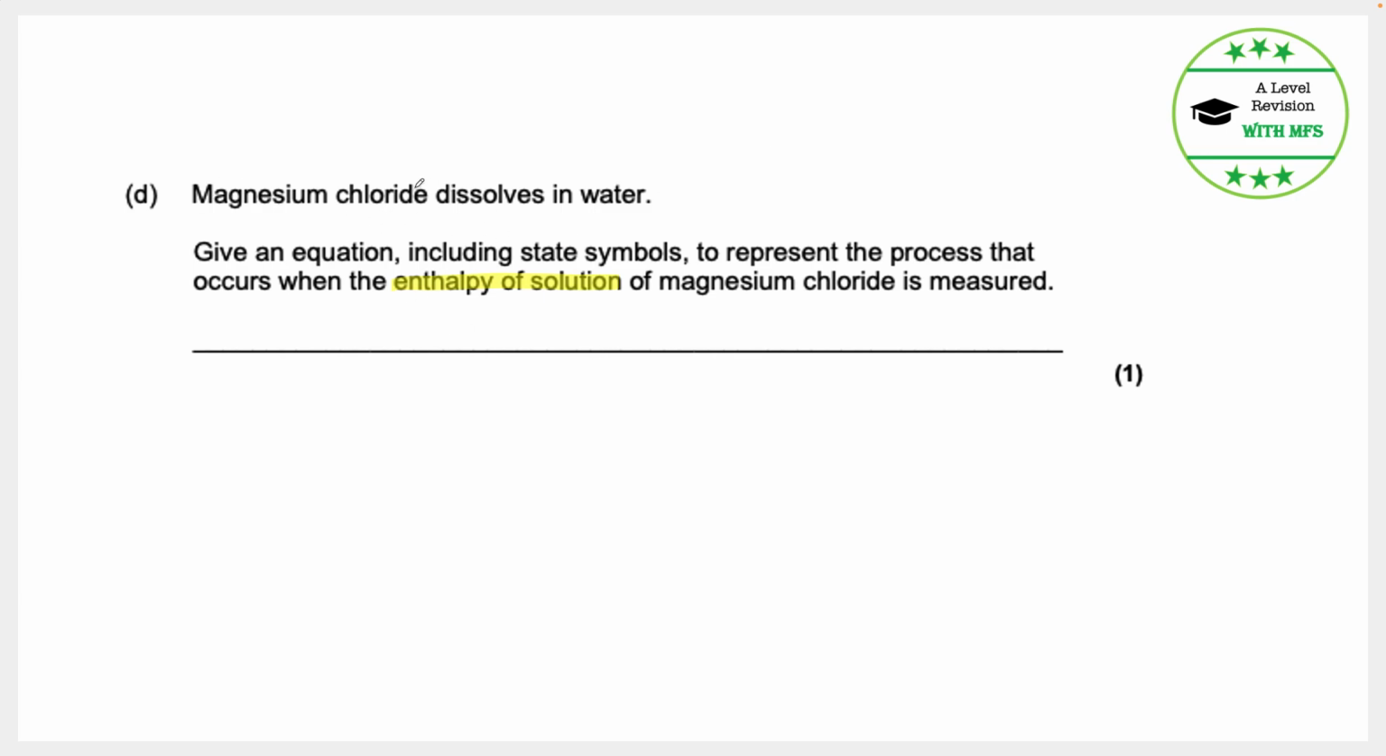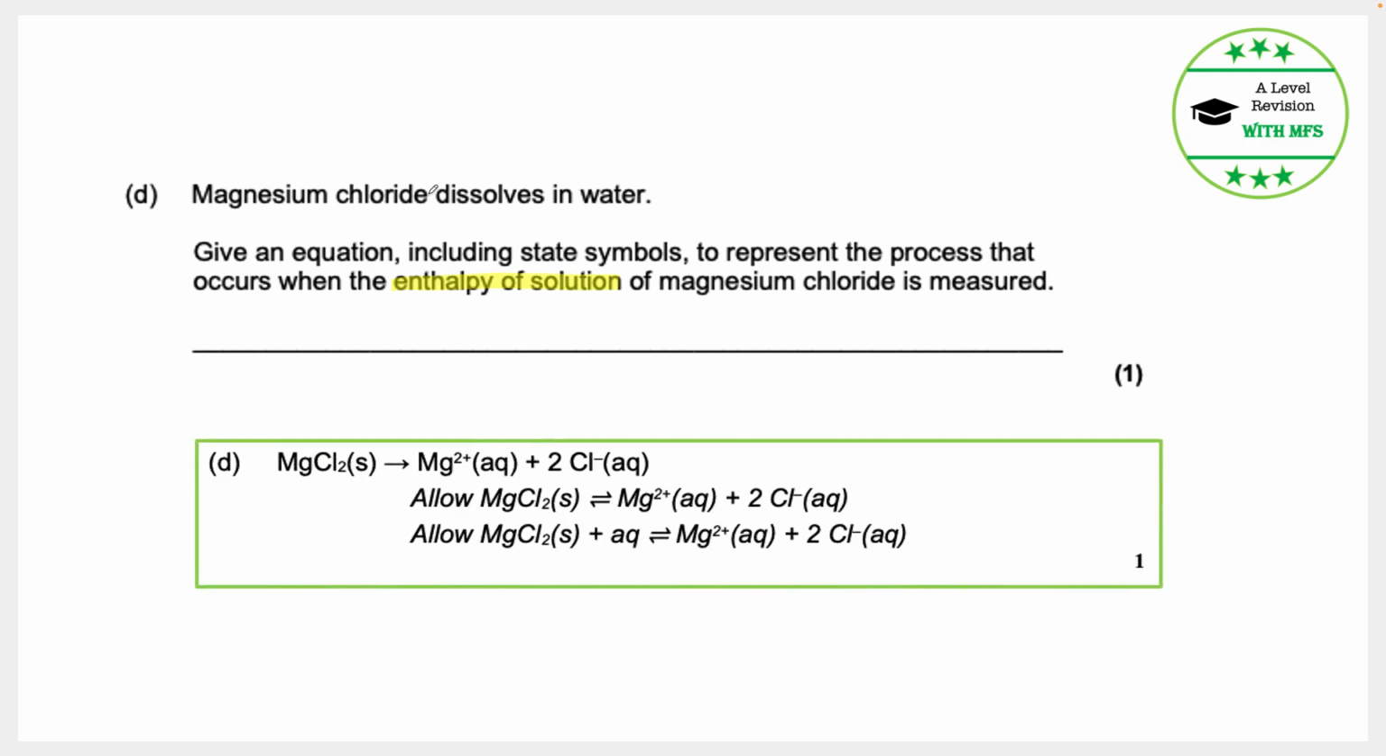Because it's magnesium chloride, I'm just going to put the answer up here. We're starting with MgCl2, and that's a solid. Because it's dissolving in water, our state symbols are going to be aq. The compound is just going to separate into its constituent ions. So we've got Mg2+, and we've got Cl2 going into 2Cl-. These are the ions, and that's just one mark.